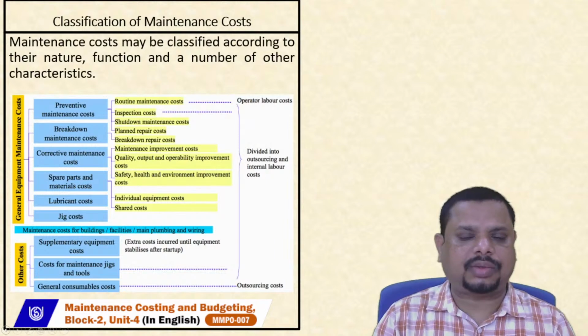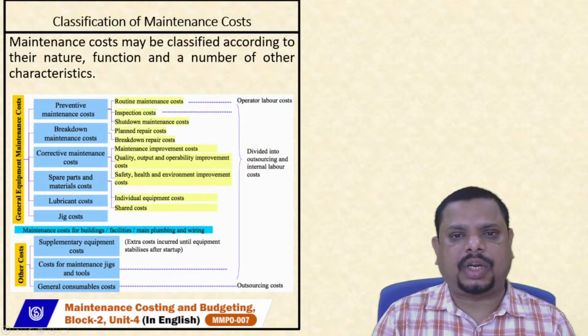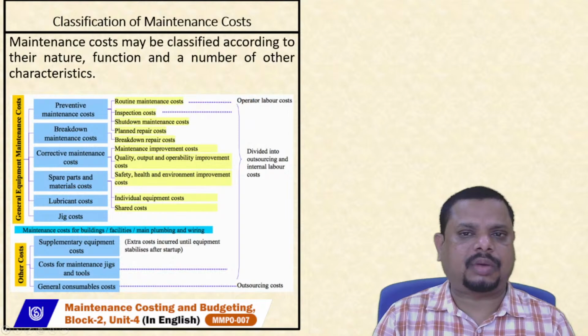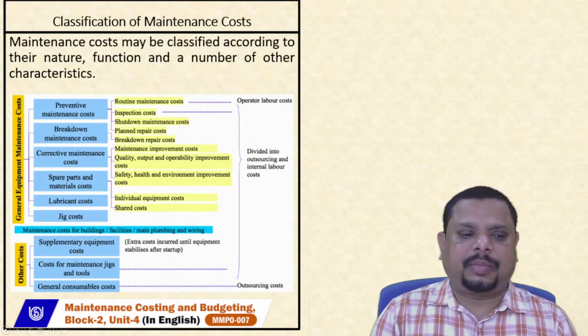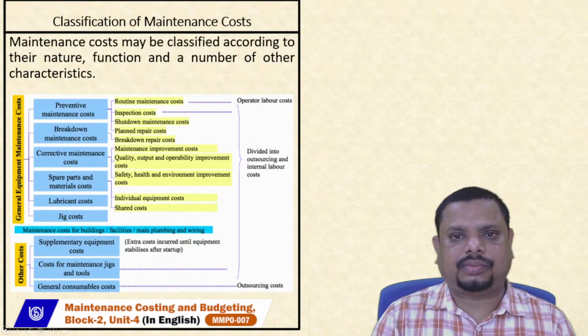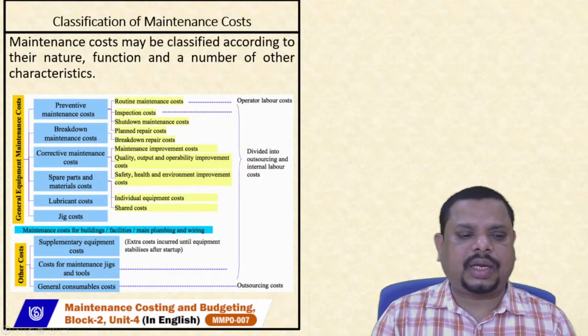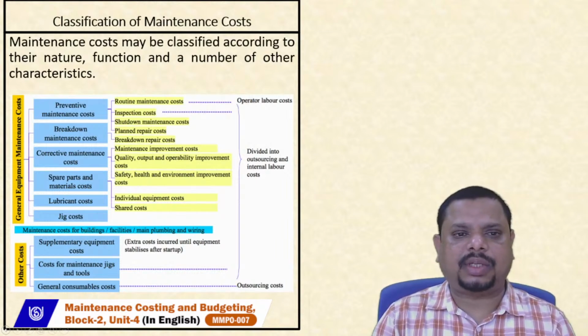And as you know, stationery is used by so many departments, starting from the purchase department, store department, production department, maintenance department, and as well as the administrative departments. The next one is cost for maintaining jigs and tools. As I told, jigs and tools are basically outsourced by the companies, so in that case the cost is also involved as a maintenance cost.